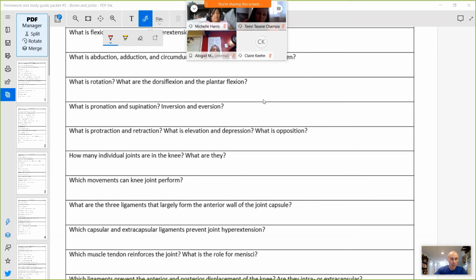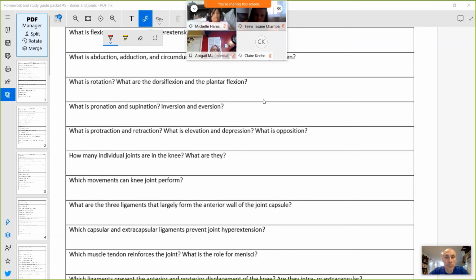Elevation and depression. First was depression, that's elevation. Protraction, retraction, moving your jaw forward and backwards. Opposition, okay? We got it? Awesome.